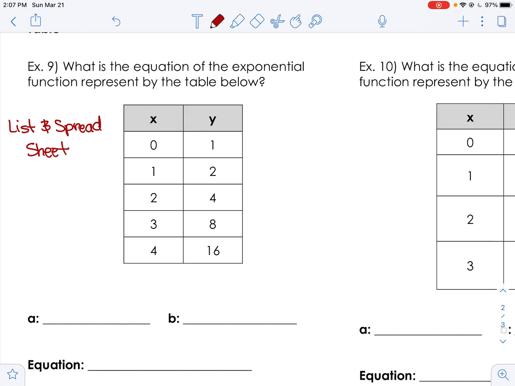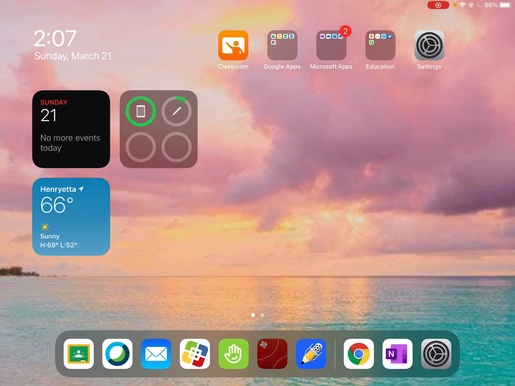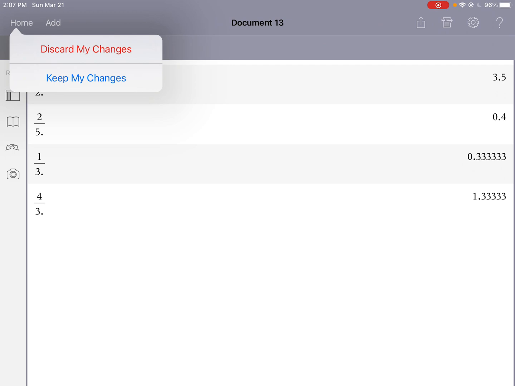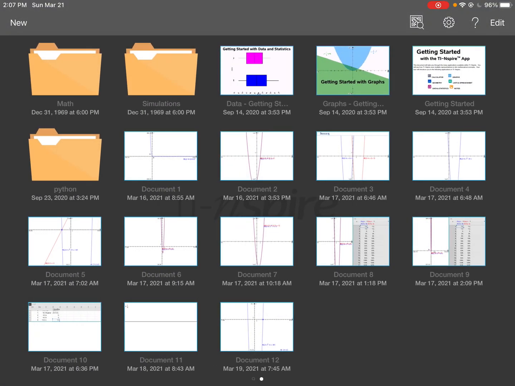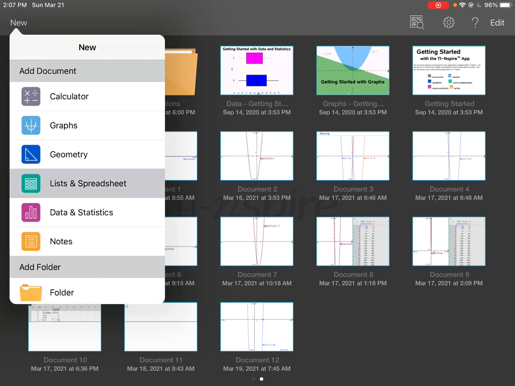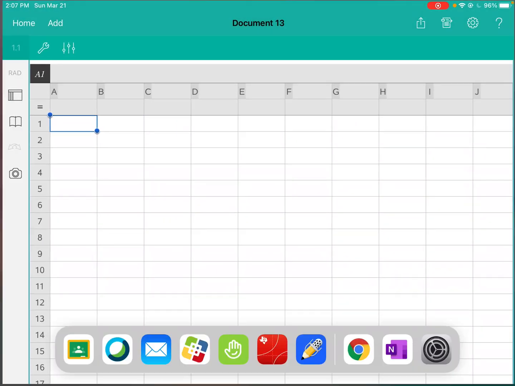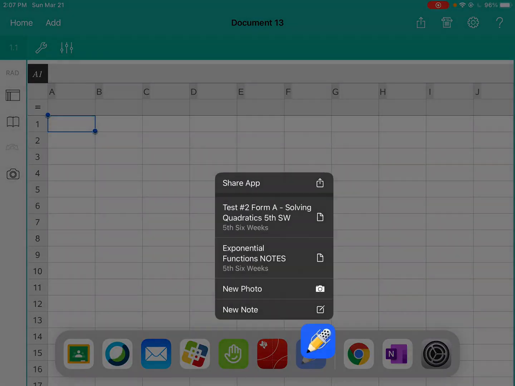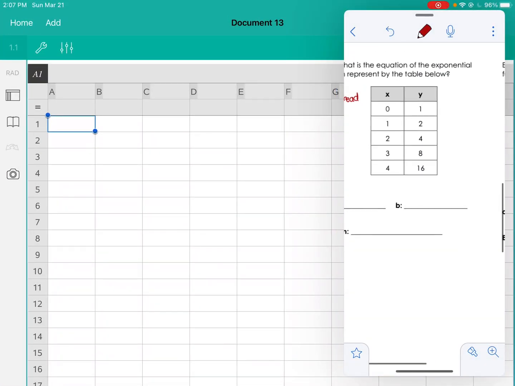But instead of doing 413 or 416, we're going to do menu 41 and the letter A, and it's going to say exponential. So I'm going to go ahead and go over to my Listing Spreadsheet. So my calculator, I'm going to go home, new document. No, I don't want to save. And I want to add a new Listing Spreadsheet. Okay, so I'm going to lay my notes on top so we can see the table.